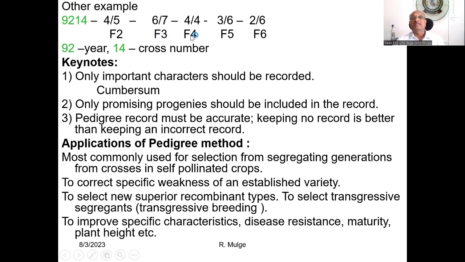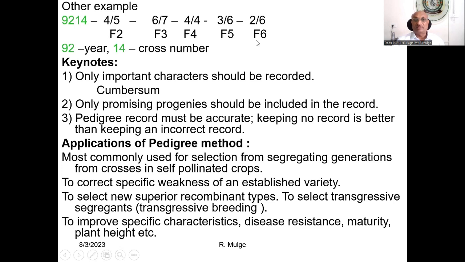6th row, 7th plant. Next generation, F4, fourth row, fourth plant. Some seeds were collected and put for the next generation, that is F5, third row, sixth plant. Next F6, second row, sixth plant. Okay, this is how you can write and identify. I mean, understand how this pedigree record is made. This is a simple pedigree breeding method followed here.